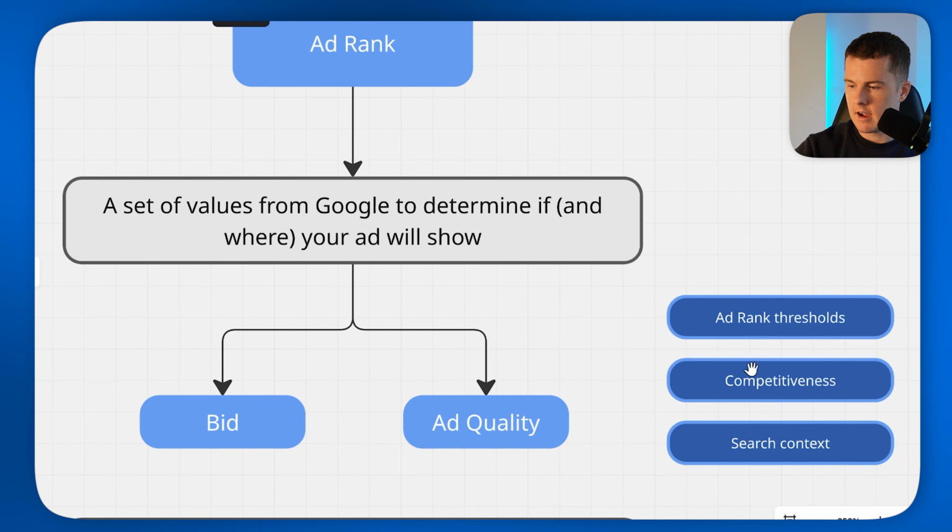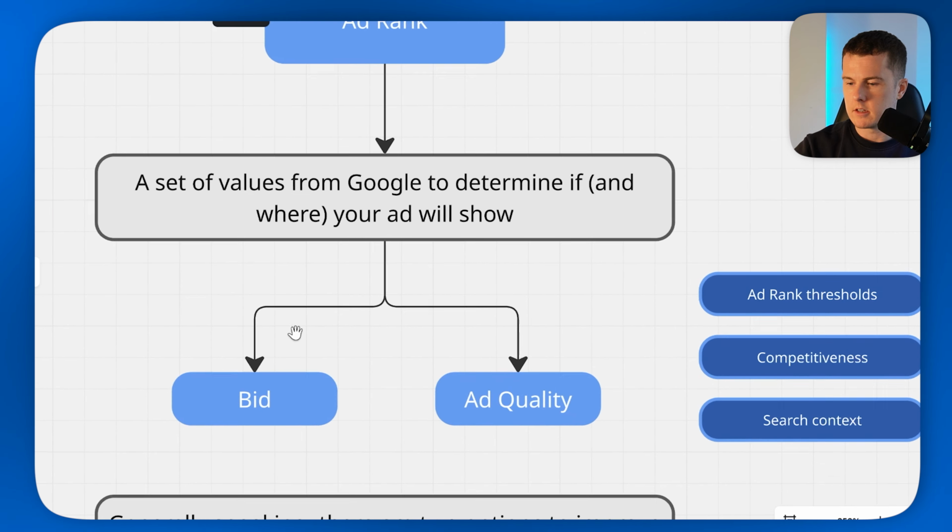Some of them down here: ad rank thresholds. You have to meet a certain threshold to actually be eligible to partake in an auction. The competitiveness of the auction. Naturally, if there's more of your competition entering that same space, it's a very highly competitive keyword, well, then it's going to cost you that bit more. The search context is important. Essentially what Google is trying to do is match the user's behavior, where they're searching from, what they're searching for, to your campaign or your ad to make sure that contextually it matches up.